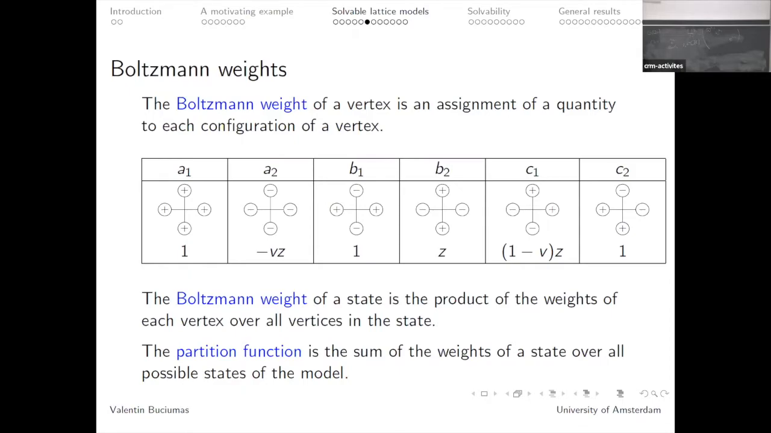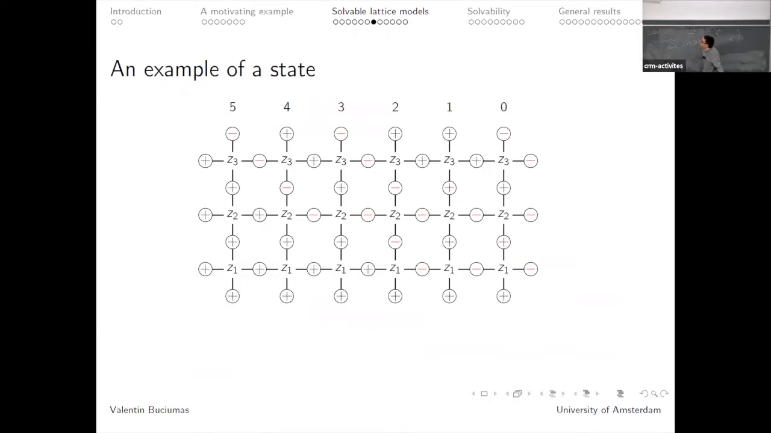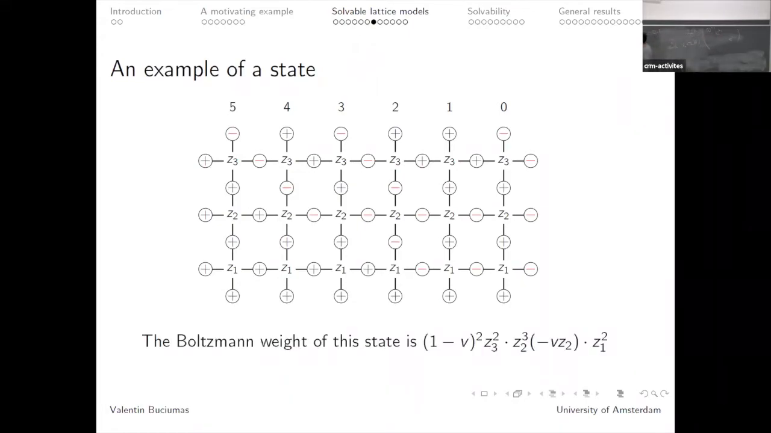This is the Boltzmann weight of a vertex. A state is an assignment of spins to everything inside the model. And the Boltzmann weight of a state is the product of the weights of each vertex. And then the partition function, which encodes a lot of useful information about this system, is just the sum of the weights of all states over all states. So let's do an example. This is an example of a state. So as before, the top boundary condition is given by lambda plus rho, which is 5, 3, 0. Left and bottom are plus, right are minus signs. And this is an assignment of spins to the interior edges. So for this state, the Boltzmann weight will be this polynomial in Z1, Z2, Z3, and V.